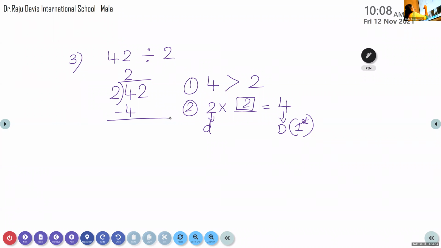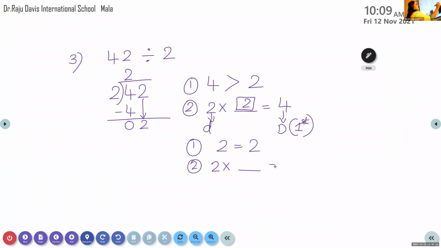4 minus 4 is 0. Now what is to be done with that 2? 2 has to be brought down. Put an arrow and it will come down here. Now again you have to start with the first step. Dividend and the divisor are to be compared. What about 2 and 2? 2 and 2 is equal, and 2 is there in the table of 2. So the second step has to be repeated again.